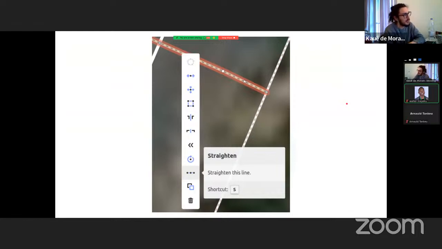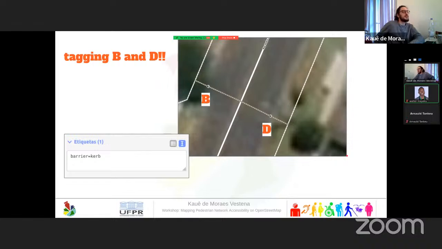In the end, you can also straighten the crossing so it becomes more attached to reality, because most crossings are straight paths. Then you can tag B and D. You just select them and put the tag barrier equals curb. If for some reason the tags were automatically deleted, you can just recreate them by putting them above the line once again. With barrier curb, we are saying that this is a pedestrian interface.